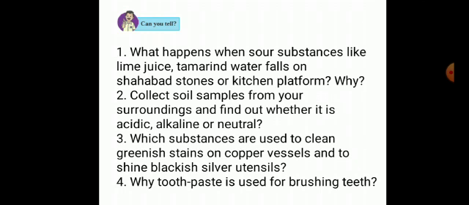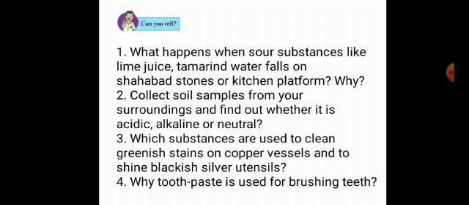Your mother may be cleaning copper vessels with lime juice or tamarind pulp. Have you seen it? Actually, copper or brass utensils, they become shiny. Yes, how it happens?